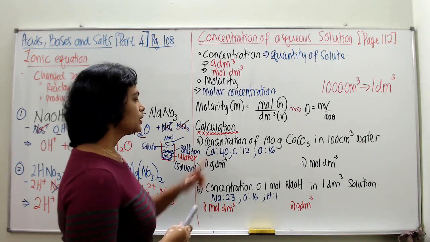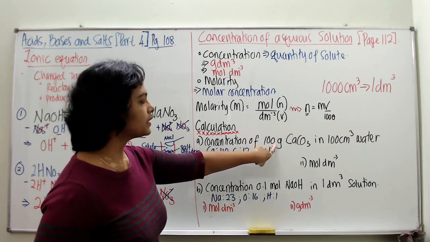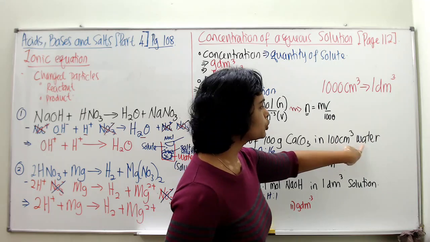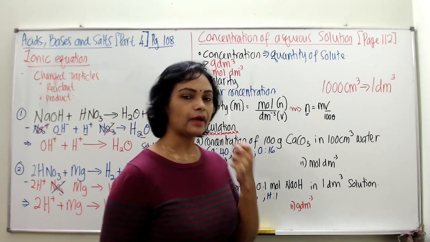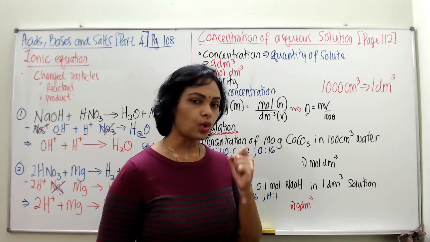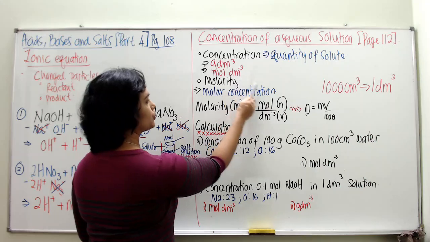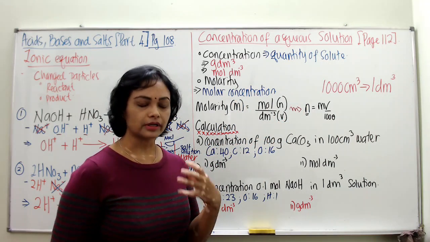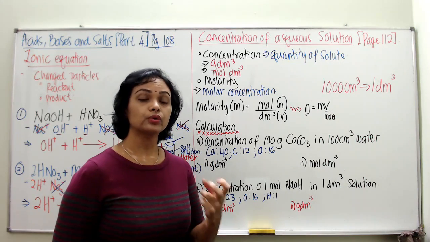So first calculation: find the concentration of 100 gram of calcium carbonate in 100 cm cube of water. Now can you see, even teacher used the word cm cube. So in order to convert your cm cube into dm cube, you have no choice but to divide the cm cube by 1000. Why? Because we want the unit to be in the form of dm cube.